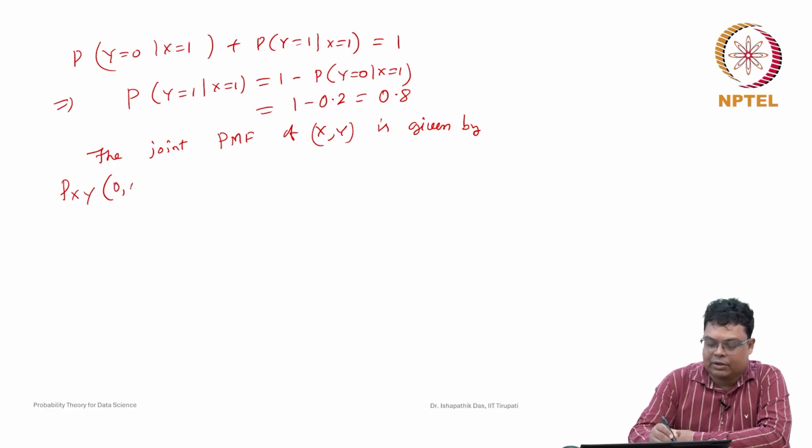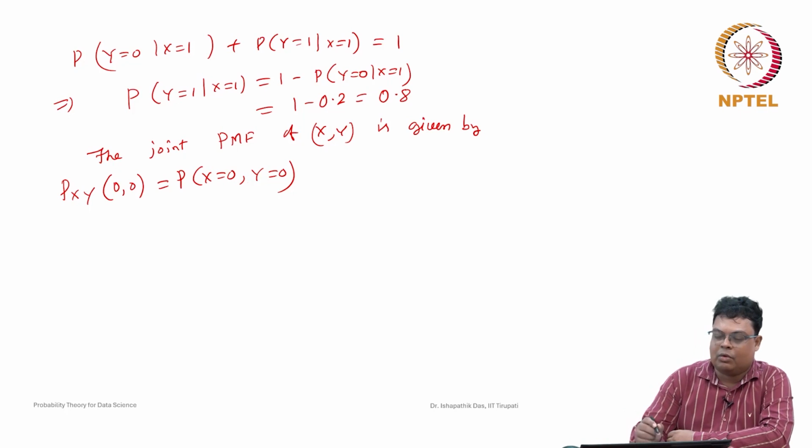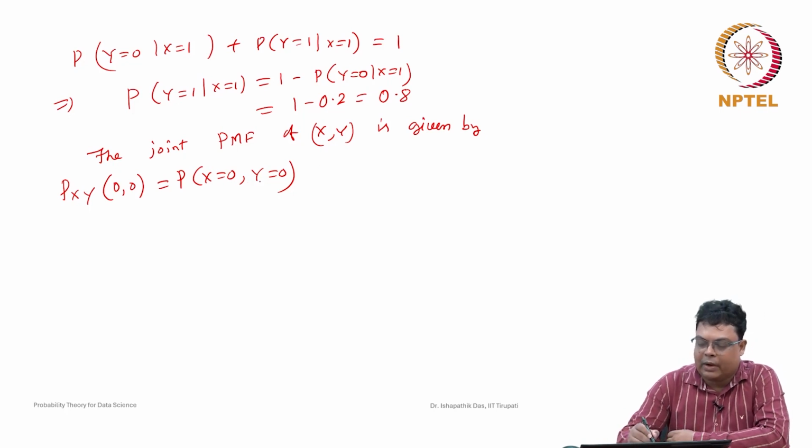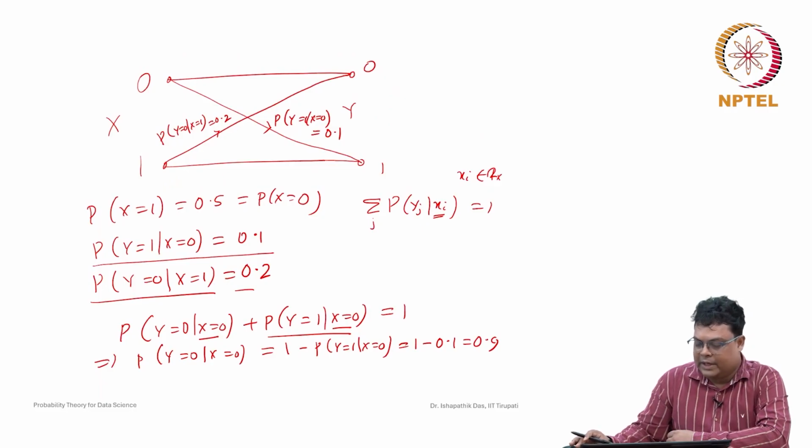Let us start with 0 comma 0, this is nothing but the probability x equal to 0 comma y is equal to 0, like A intersection B. Some of the probabilities we already know. So, y is equal to 0, x equal to 0, this probability is known to us.